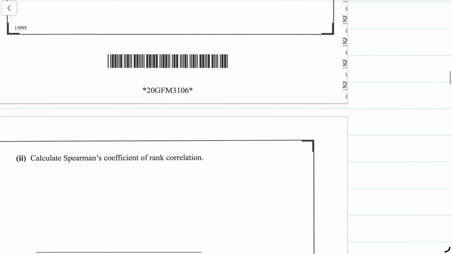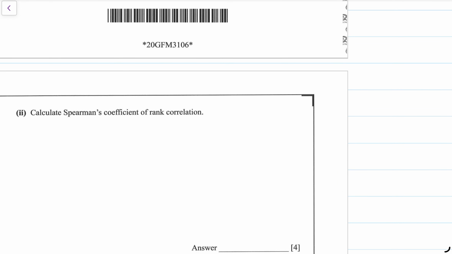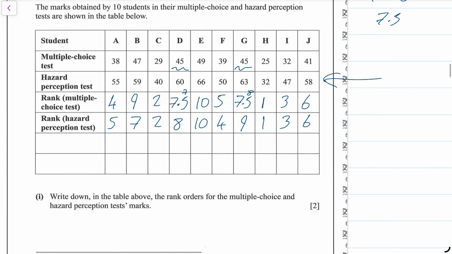Next bit says for us to calculate Spearman's coefficient of rank correlation. So we've got to do two things here. You've got to do your d and you've got to do your d squared. So d is a difference, and then we're going to square those.